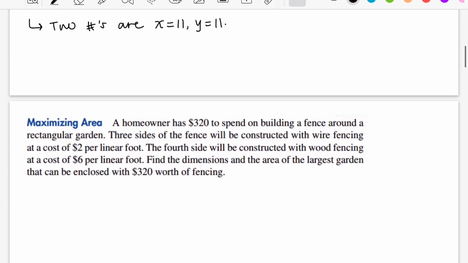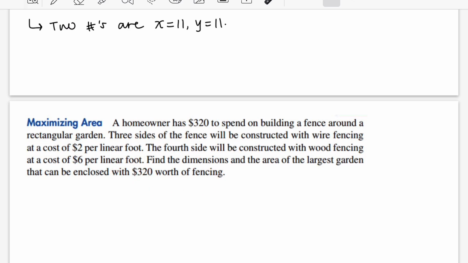Now a real world problem, where we want to maximize an area. We're told that a homeowner has $320 to spend on building a fence around a rectangular garden. Three sides of the fence will be constructed with wire fencing, which costs this much, and the fourth side will be constructed with wood fencing, which costs this much. What we want to do is find the dimensions and the area of the largest possible garden that can be enclosed with this much money.